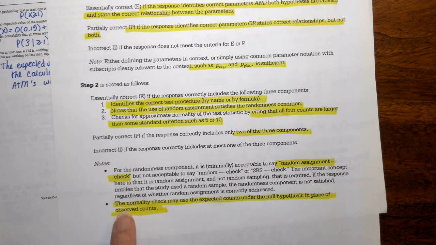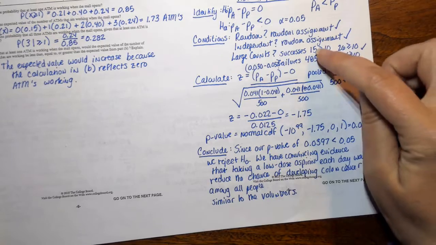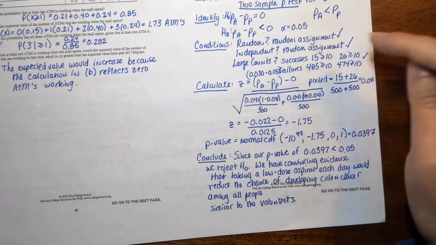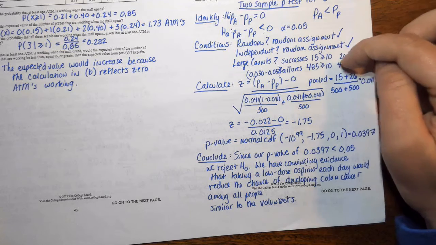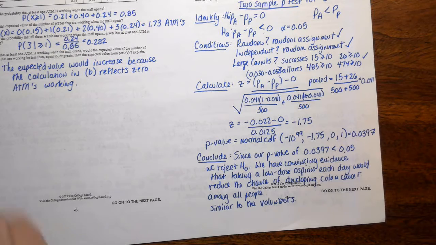And you also may use expected counts with the null hypothesis in place of observed counts in the normality. So I did 15, 85, 26, 474. You can actually attempt to calculate the expected counts there instead, but I'm sure you guys did the observed.